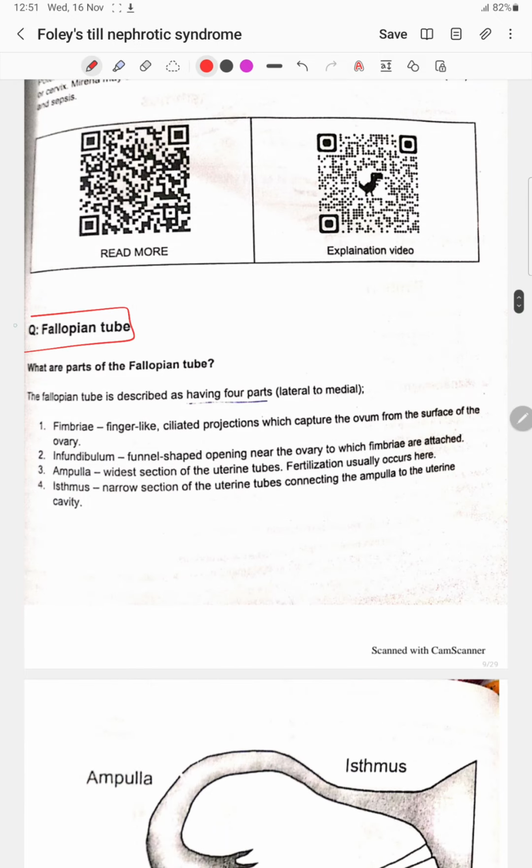Now moving to the next topic, which is the fallopian tube. What are the parts of the fallopian tubes? The fallopian tube is described as having four parts.